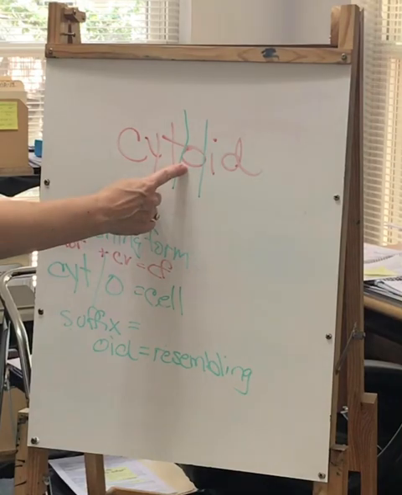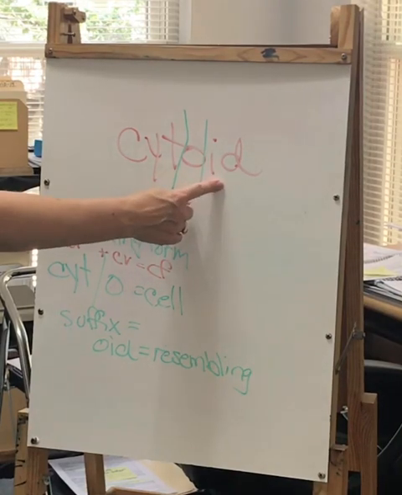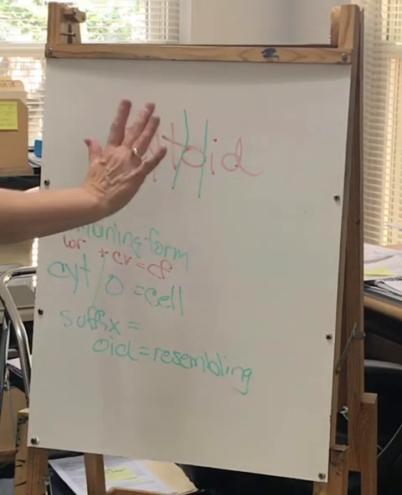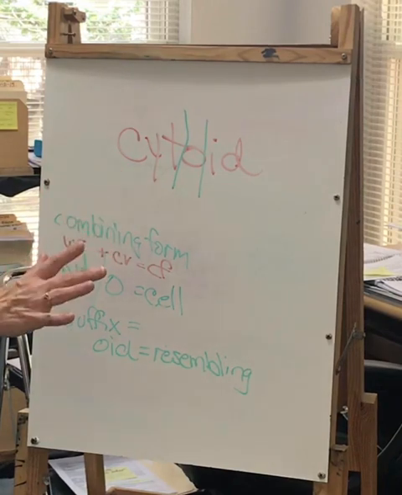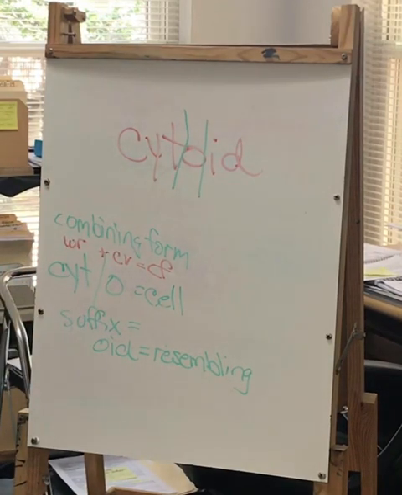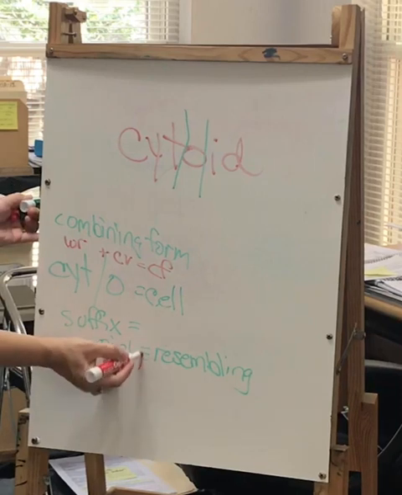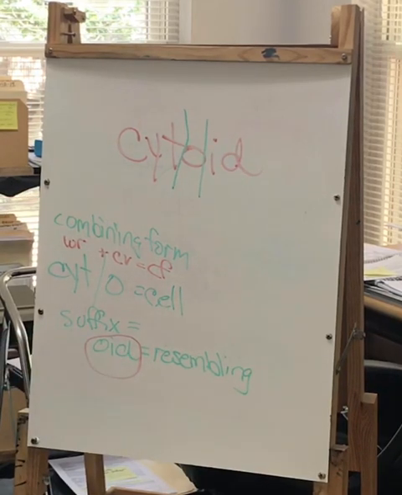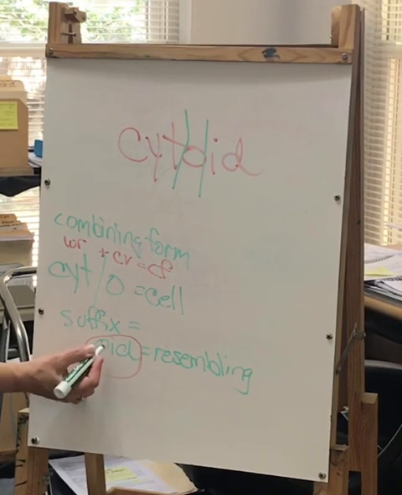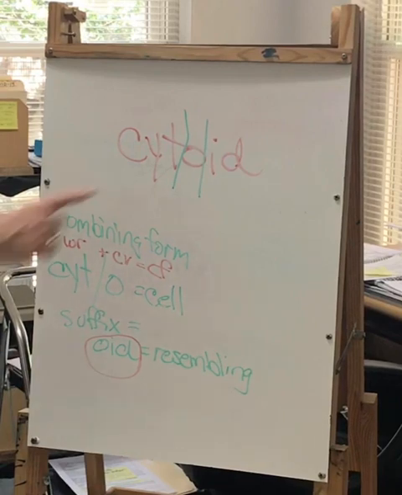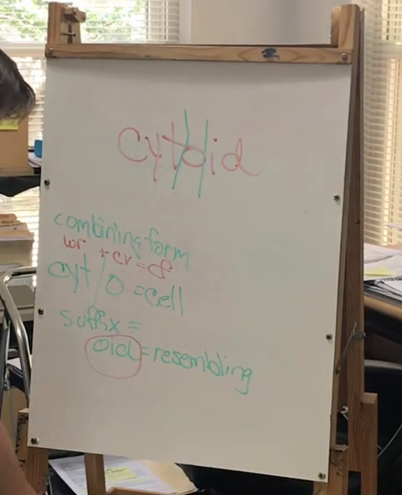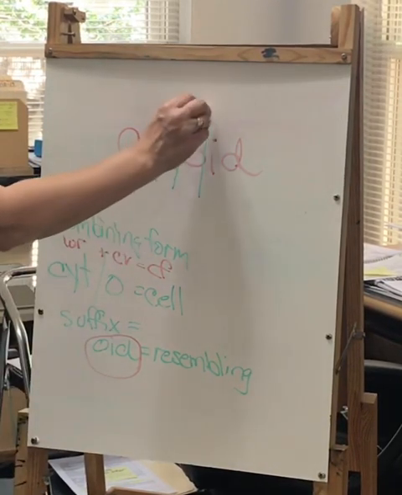If you call that a combining vowel, what is id? You didn't learn anything that was id. You learned oid is a suffix meaning resembling. You cannot change this, ever. If this is how you learn it, oid, then it has to stay oid over here. So I'm getting rid of this.